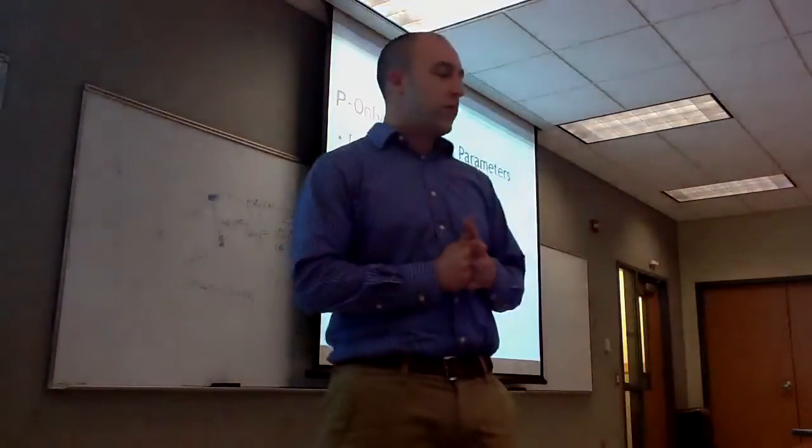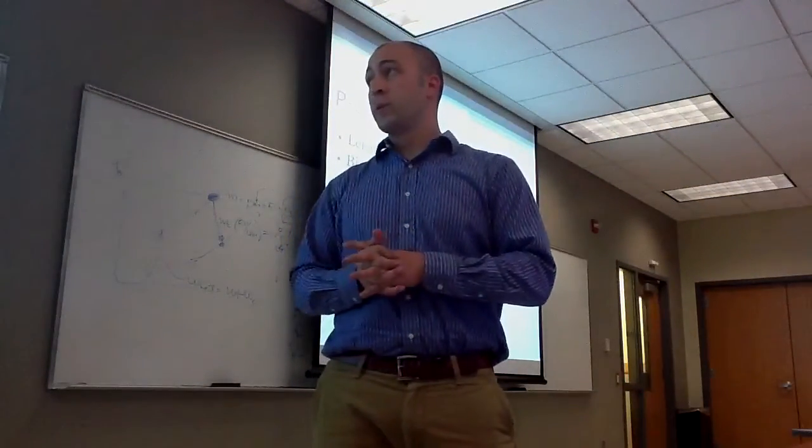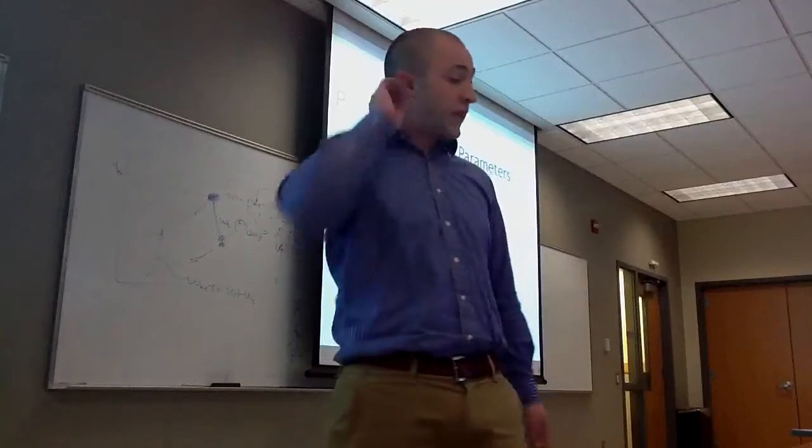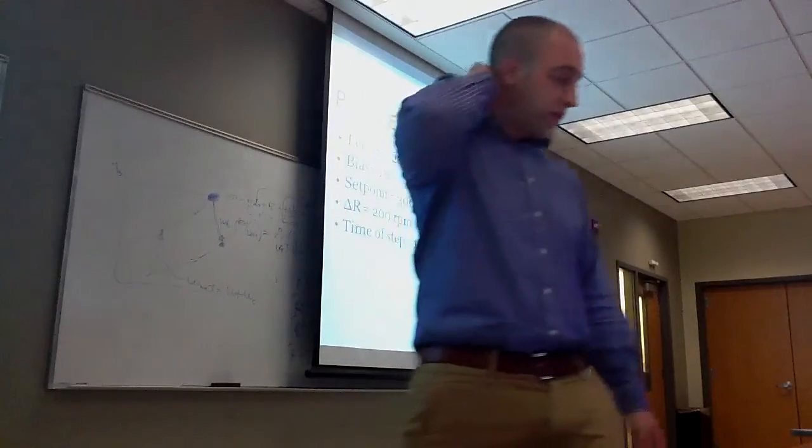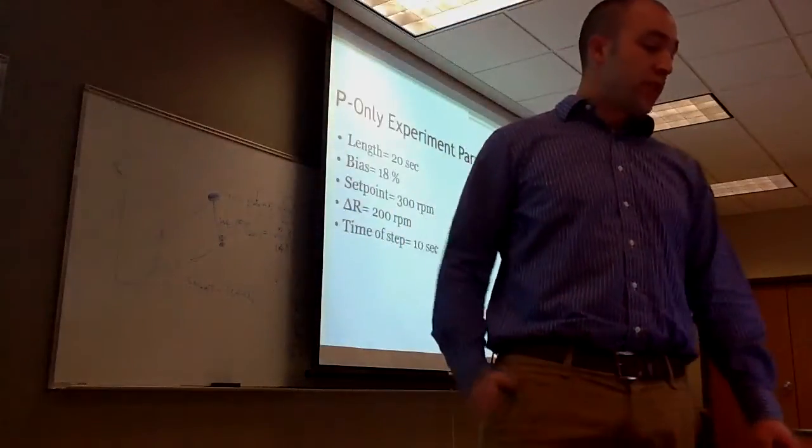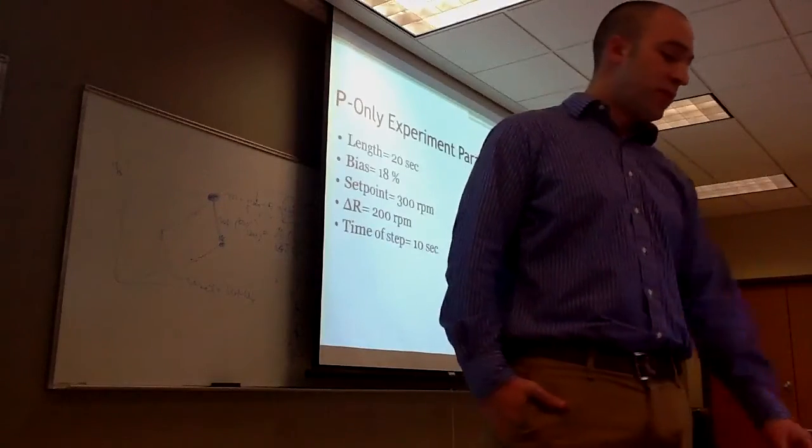And now for the experiment, here's what I used for the experiment. A length of 20 seconds, the bias of 18%, the set point of 300 RPMs, the changing set point is 200 RPMs, and the time of the step is 10 seconds.